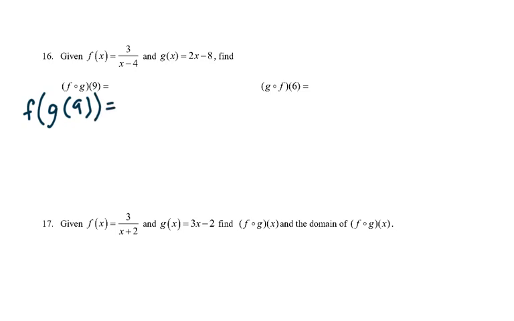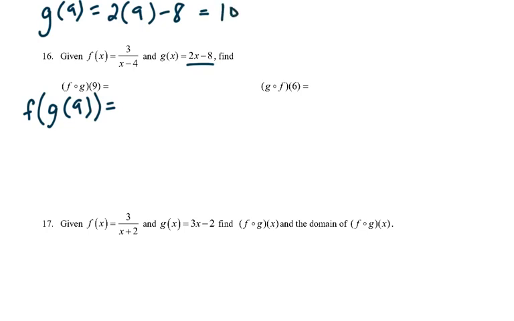The way I'm going to do this is I'm actually going to find g of 9 first. So up here, I'm going to do some work to find g of 9. G of 9 will equal, I just take my function g of x and replace the x's with a 9. So 2 times 9 minus 8. 2 times 9 is 18, minus 8 is 10.